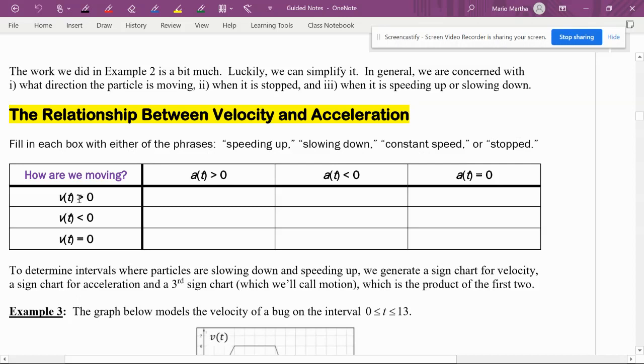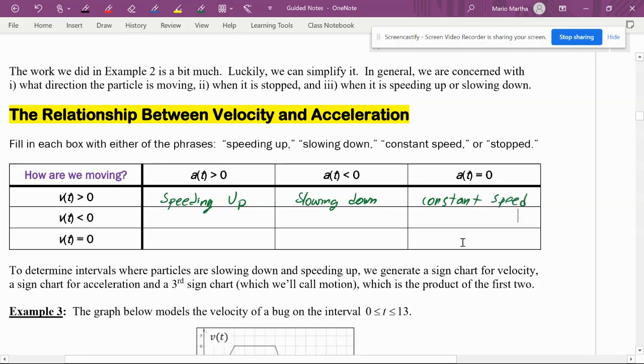So if the velocity is positive and the acceleration is positive, in this case, since both are going in the same direction, then we would say it's speeding up. All right, it's going faster. If the acceleration is negative, that means it's going to be slowing down. All right, it's going in the opposite direction. It's like you pushing the brake on the car. And if the acceleration is 0, we can say that it's going at a constant speed, right? So it's like you putting the cruise control on the car.